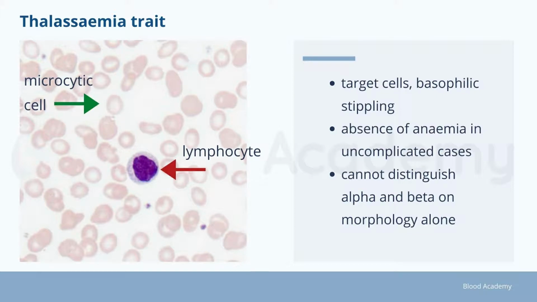Mild thalassemia or thalassemia trait is associated with a number of morphological features. In addition to microcytosis, target cells and basophilic stippling can also be seen. There is usually an absence of anemia in uncomplicated cases. There is no morphological discriminator between alpha or beta thalassemia traits. Hemoglobin and mutation analysis is required to distinguish alpha and beta origin.